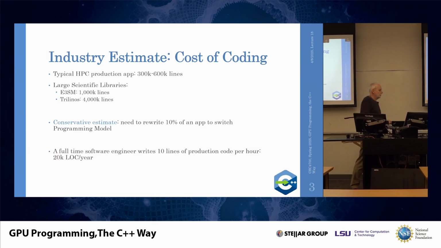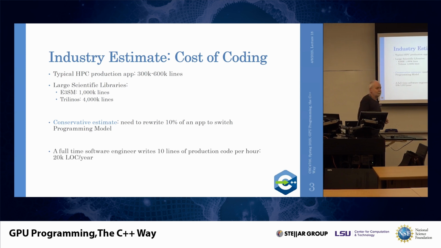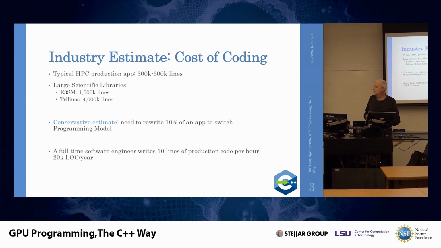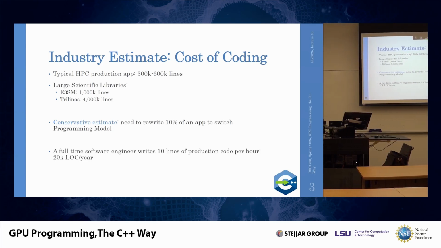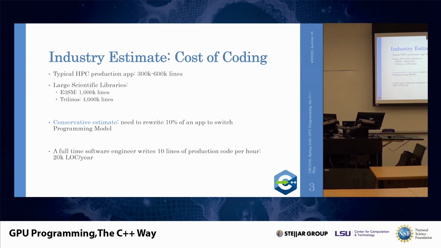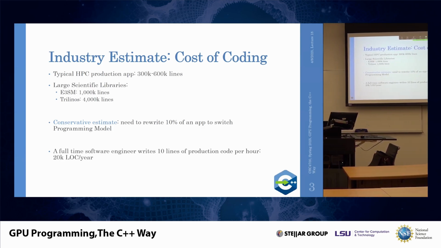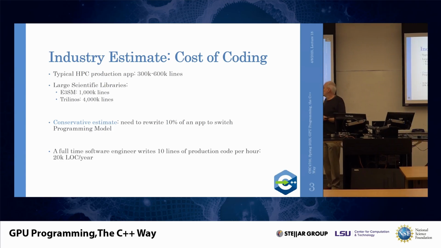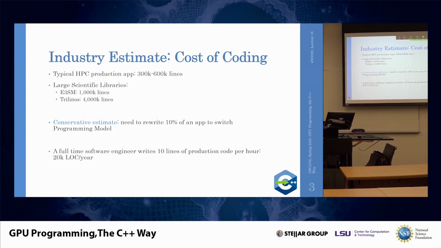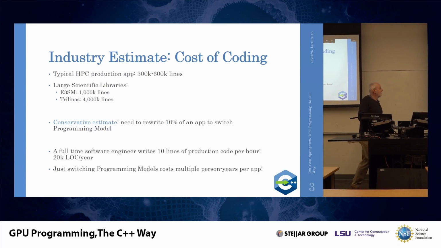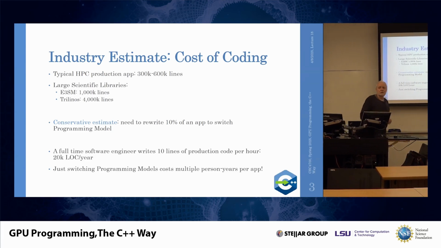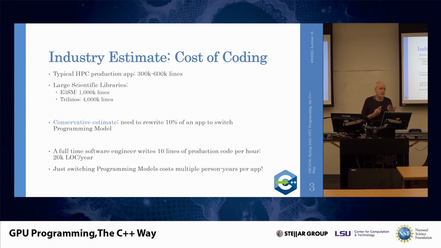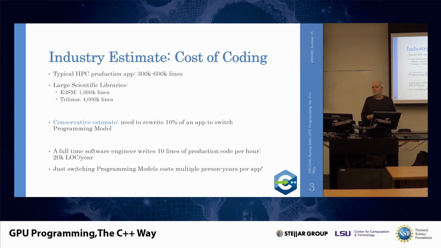If you put that into contrast to what a normal mere mortal software programmer can do, well, the statistics say that programmers usually produce 10 lines of code per hour, which is really a very optimistic assessment in my experience. That means that you produce about 20,000 lines of code a year, and that means that just switching the programming models costs multiple person years for every single application, something we can't do.